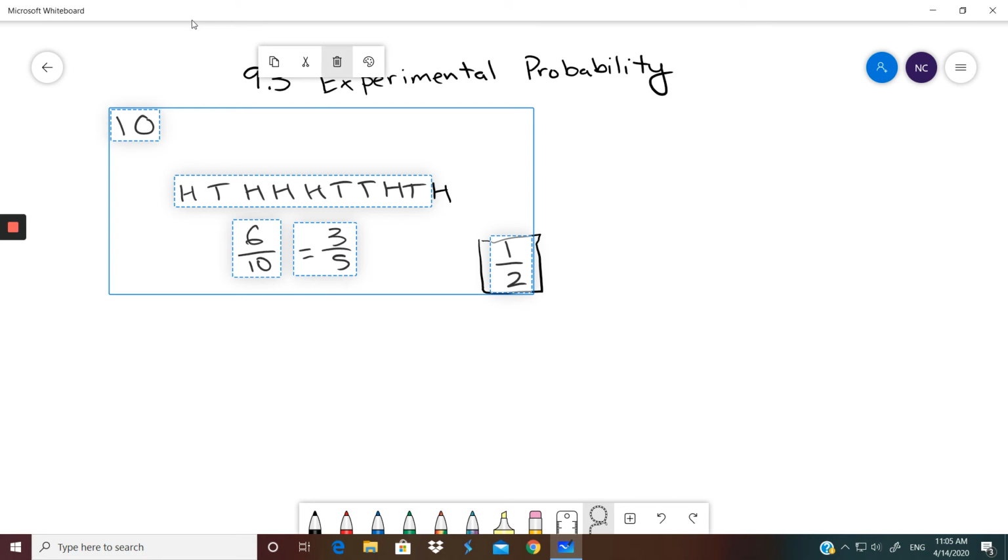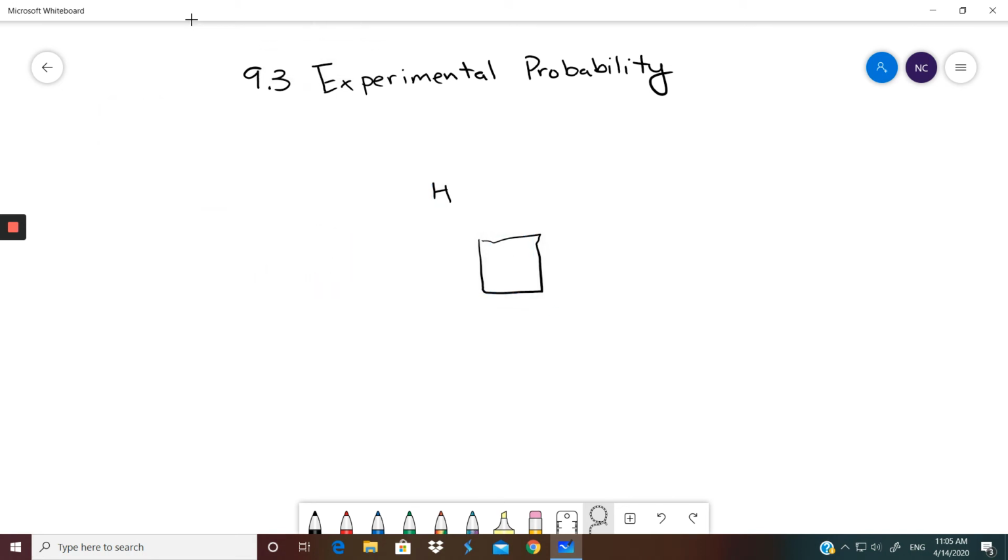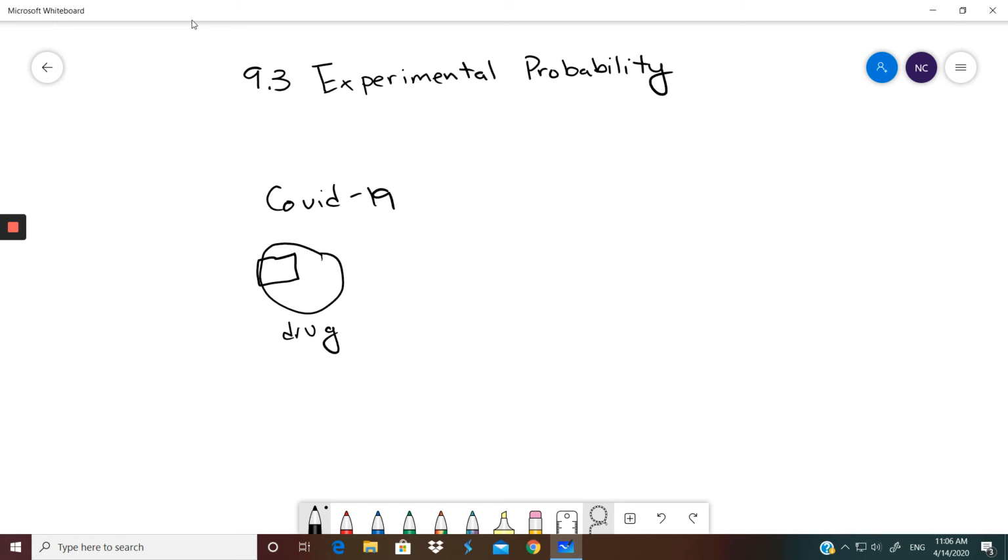So when is experimental probability useful? Well, it is very useful when you have something that cannot be theorized. For example, the coronavirus, the COVID-19 crisis right now. So if you want to test whether a drug works to cure people of coronavirus, okay? You can't do it theoretically because you don't know how effective it will be. So experimental probability is what you would use to test whether or not this drug is actually useful.